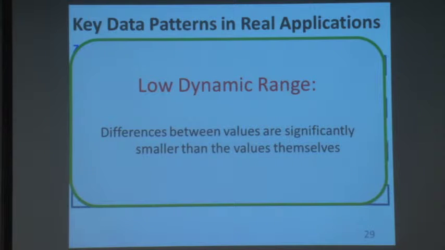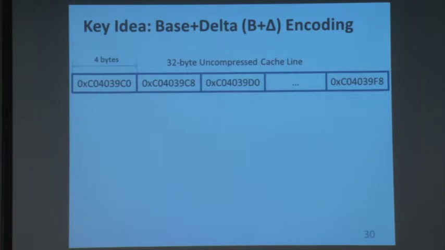Then we revised what we have, and we made one general conclusion. All these data patterns have one common property that I would call low dynamic range, because the differences between the values are significantly smaller than the values themselves. That means we can do something about it, and we call it base plus delta encoding. Let's say we're given a 32-byte uncompressed cache line, as in the previous slide, and we want to do base plus delta compression. What's going on? We first figure out a base. In this case, the base can be just the first element.